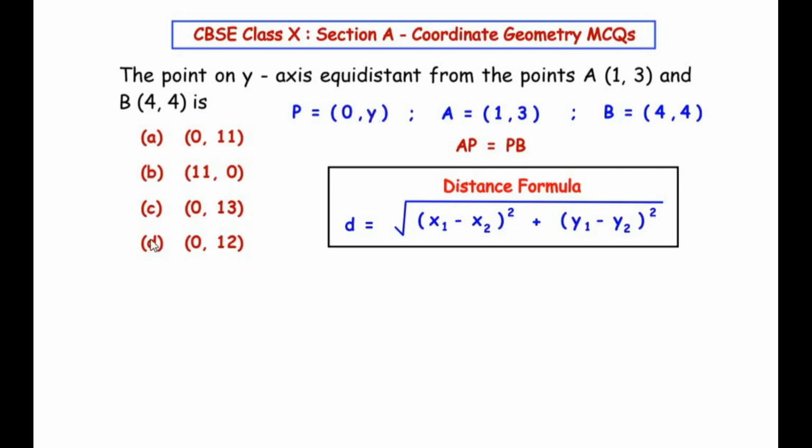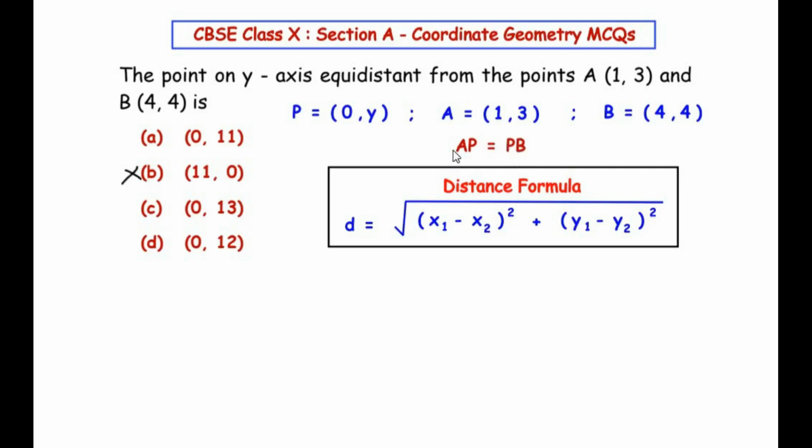If we look at the point P, it has only the y coordinate. But in the options, A, C and D all have y coordinates, while option B has an x coordinate. So initially we can discard option B. Now since the point P is equidistant from A and B, the equation we get is AP equals PB. That is, the distance of point P from point A is equal to the distance of point P to point B.